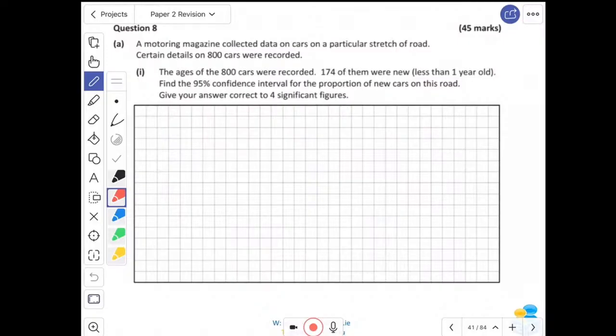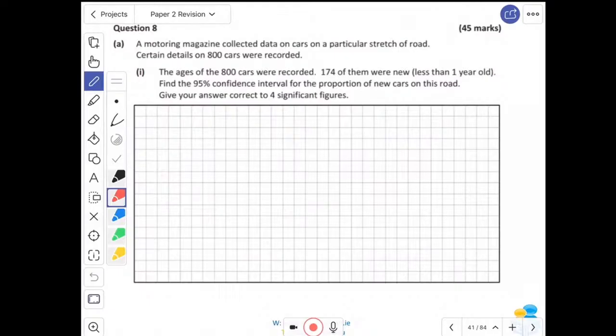So again, you're in your Leaving Cert, you're looking at this question, you're thinking, right, it's a 95% confidence interval question. It's something to do with minus 1.96 and 1.96 multiplied by the standard error. However, I need to figure out whether this is a proportion question or a mean question. The easiest way to figure out that it's a proportion question is that you're basically working out a fraction. It's the proportion of this over this. So it's the portion of these 174 new cars out of the 800 cars. That's the easiest way that I remember it.